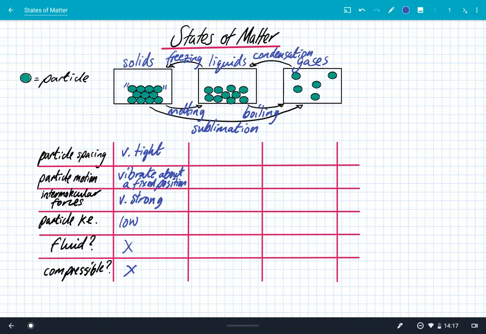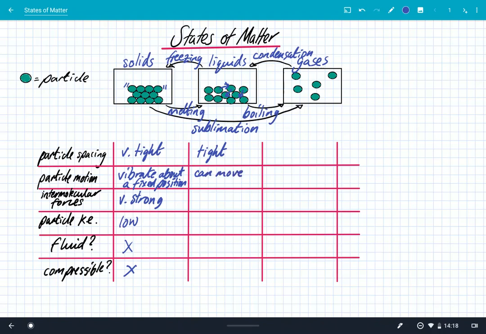So secondly, let's look at liquids. The particle spacing here is still tight. There is a tiny little bit more space than in solids, but when you draw it, you have to draw it as I've drawn here with only a little bit more spacing between the particles. The particle motion here is very different though compared to solids. The particles are actually able to move past each other. So I'm drawing a few arrows on my diagram. So the particles can move past each other.